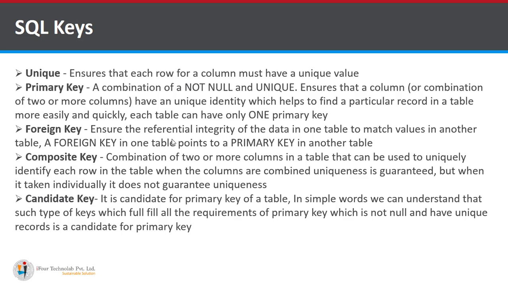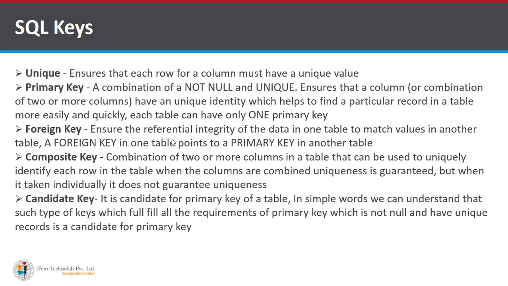What is a primary key? A primary key is a combination of not null and unique value. It ensures that a column has a unique identity which helps to find a particular record in a table more easily and quickly. Each table can have one primary key. A foreign key ensures the referential integrity of the data in one table to match values in another table. A foreign key in one table points to a primary key in another table.